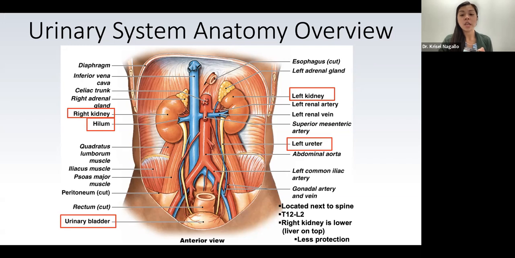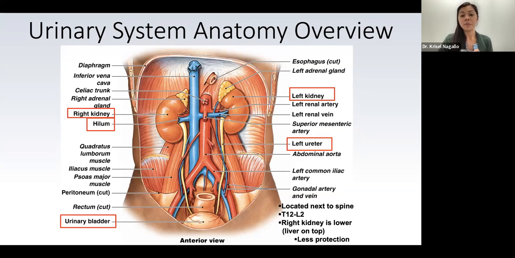These digestive organs will have peritoneum, which is one of the serous membranes we talked about surrounding these organs of the digestive system. The peritoneum is only found in the anterior side, and so anything behind the digestive system is called the retroperitoneal area or retroperitoneum, retro meaning behind the peritoneum, and the urinary system is a retroperitoneal system.